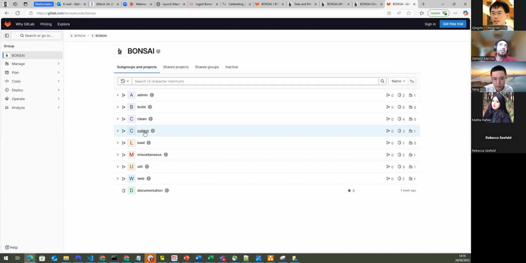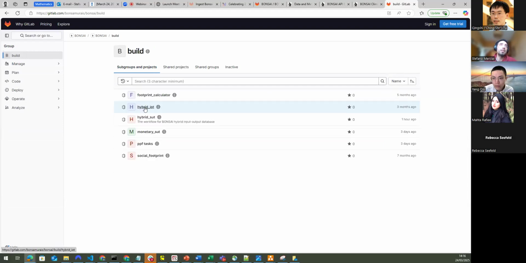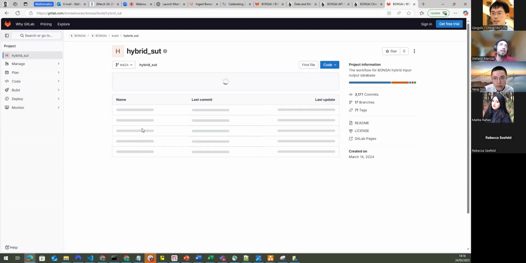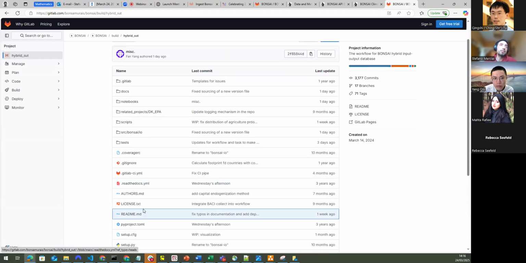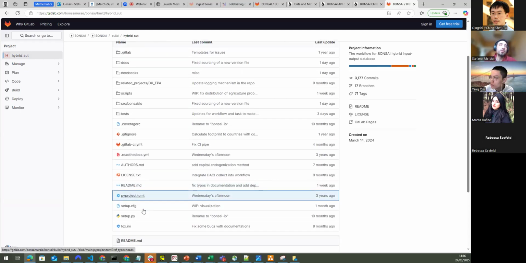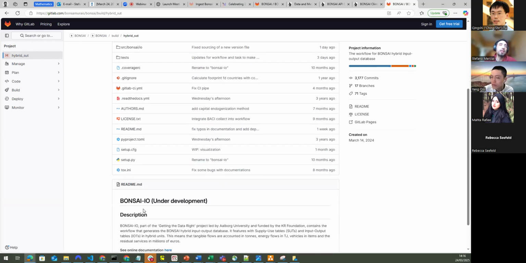GitLab. So you can see the phase of collect, where we have all the APIs. Then we have the clean and the build. If you go into clean and build, you will see how a balanced database can be created. And then you can see all the code that has been used in this project in order to create these tables.